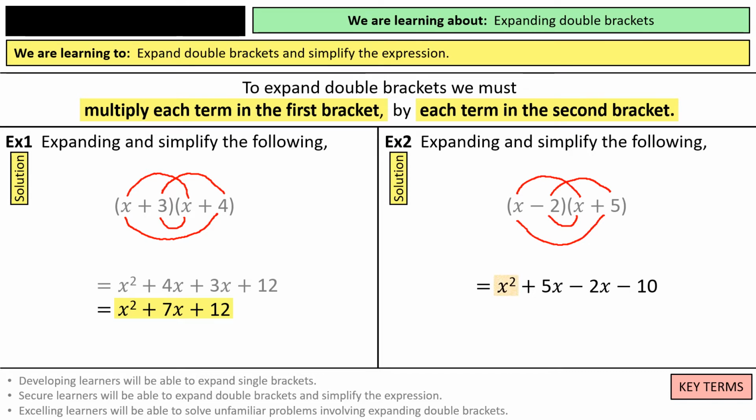And finally, we simplify again. Again, no other x squared, so that stays in the answer. X's, we've got a plus 5x and a minus 2x, which is plus 3x. And then the number minus 10, there are no other numbers, so that can just tag on to the end of that.